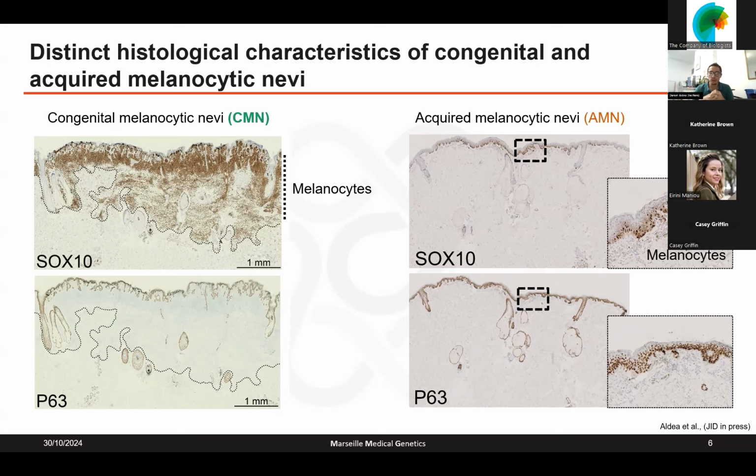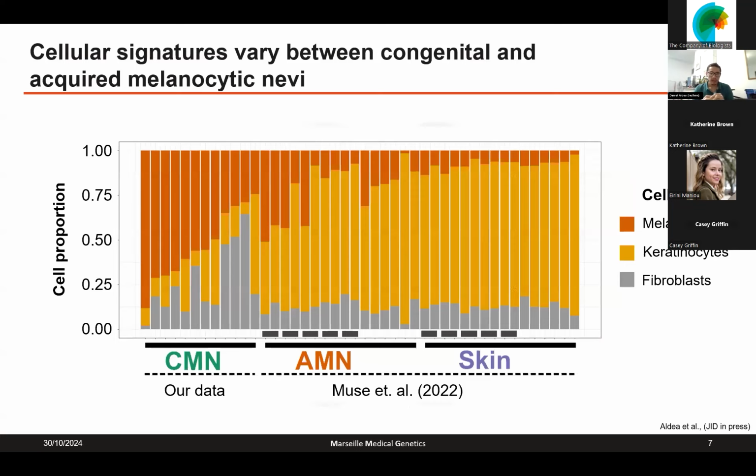And this is what we did. We used the same methylomic data to reveal this difference. So here in this plot, you can see each column represents a sample, represents a patient. And within this column, you can see the cellular composition in terms of melanocytes, keratinocytes, or fibroblasts.